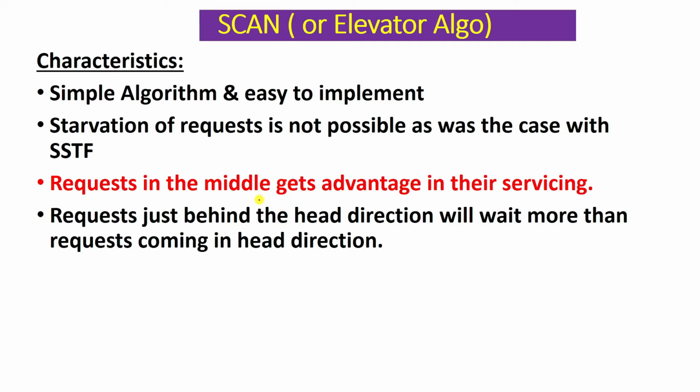In the scan algorithm, we saw that requests coming in the middle had an advantage, getting serviced earlier than requests at the other end of the read write head. What does it mean? Let's say we have cylinders from 0 to 199, and we start from this direction at nearly 52. We go on servicing requests, and then change our direction when we come to a particular cylinder, let's say 180.